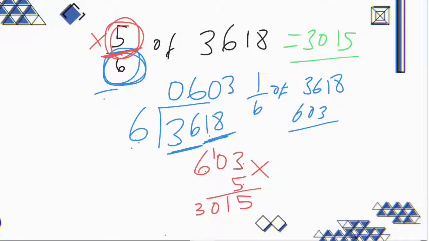You just have to be step by step with your approach. Remember to divide by the bottom number and then multiply by the top number. And also, if you really want to try it for yourself, you can multiply by the top number and then divide by the bottom number and see if you get the same answer, which you should.